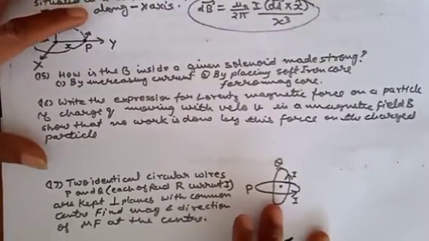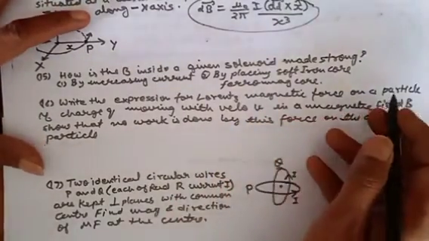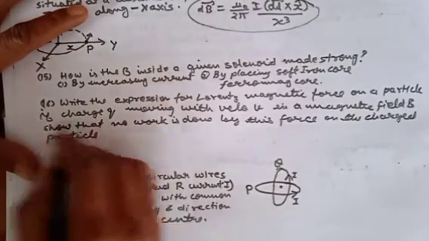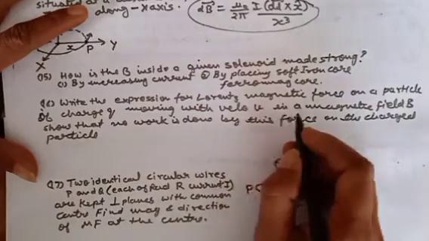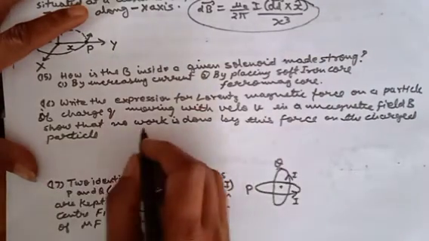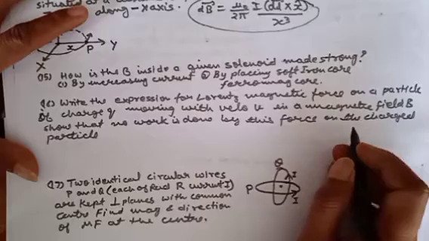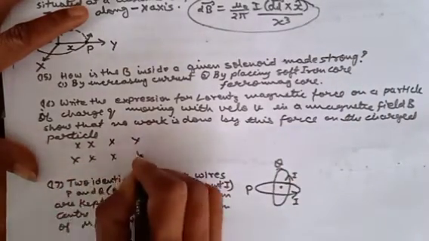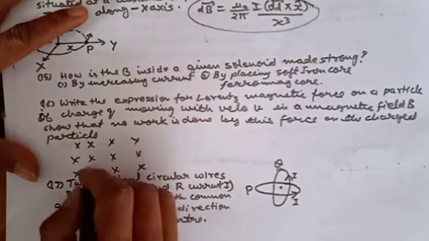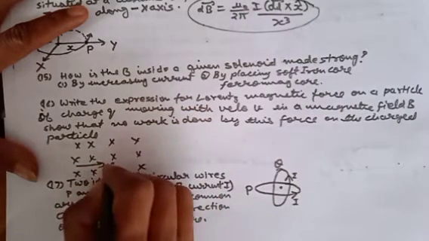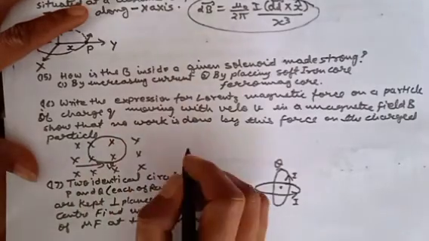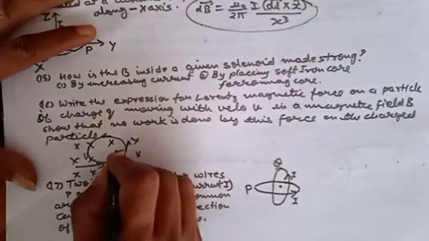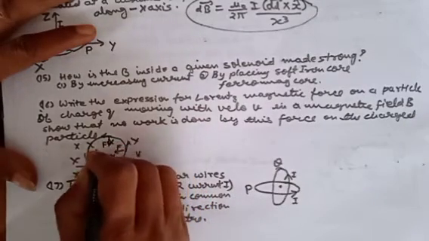Okay, write the expression for Lorentz magnetic force on a particle of charge q moving with velocity v in a magnetic field B. Show that no work is done by this force on the charged particle. So we did this earlier also, so I am not putting more effort here. So this is q moving with velocity v, so ultimately, by repeated force, it will follow a circular path. See, this is the direction of force each time.